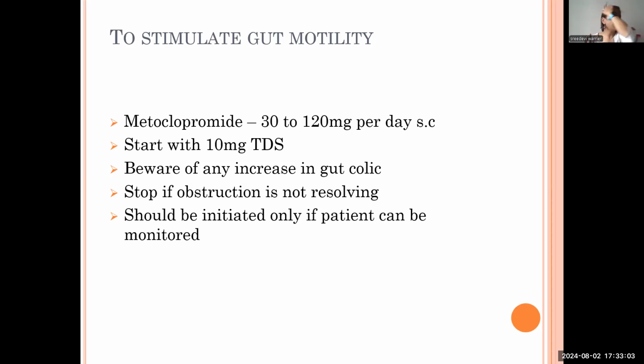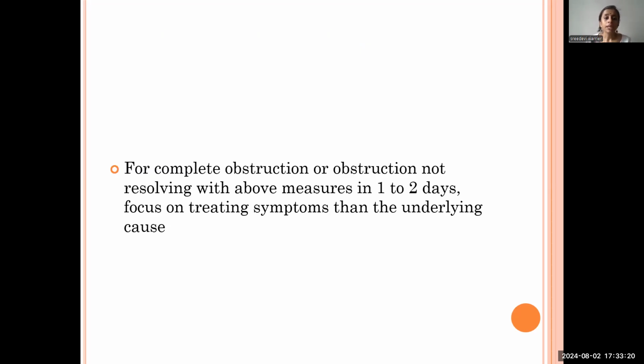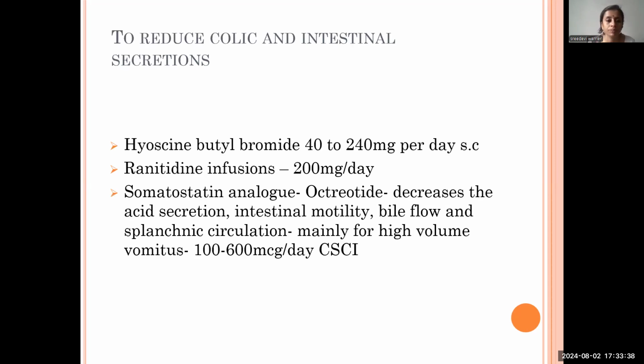So three things we did. We managed the pain by giving opioids. Then we gave steroids to reduce the peritumor edema and create some gap so that we can push some contents across. To push the content, we gave a prokinetic, which is metoclopramide. If it is a complete obstruction, we should shift the focus. Now if we think that it is a complete obstruction, we can't think about creating a space and pushing the contents. That will not happen. The focus is only on pain management and reducing the vomiting.